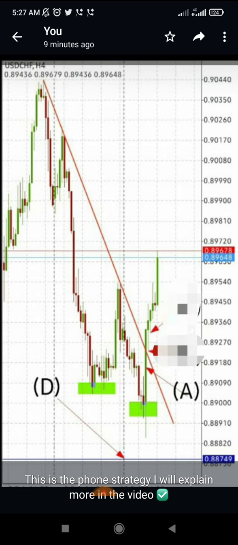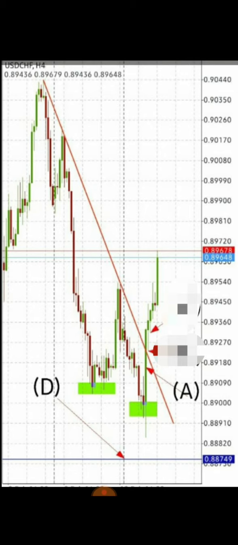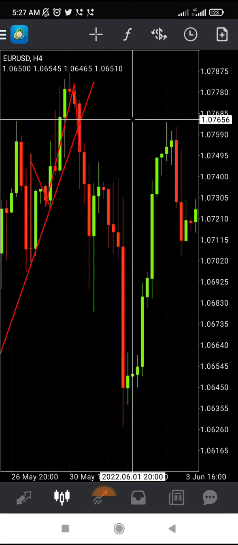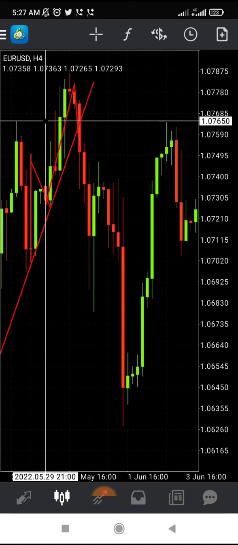You can see that this A is when it breaks your trend line. After breaking your trend line and closing above it, you can enter your buy. And where will your stop loss be? Your stop loss is D. It will be below the low that breaks the trend line. So you just put it a little bit below the candle that breaks the trend line. So that is it. I will show you more examples so that you understand this.